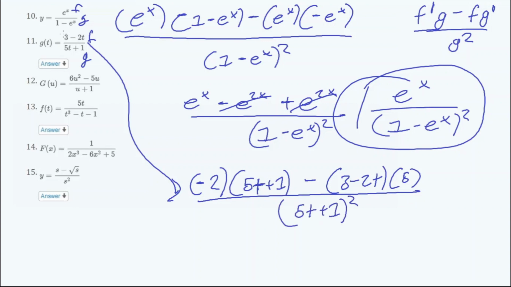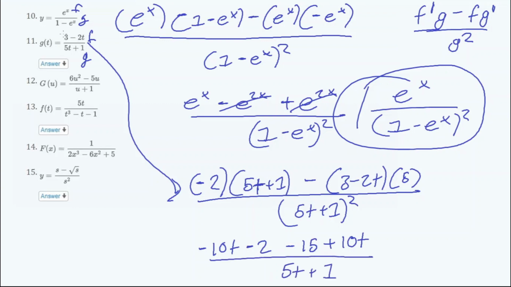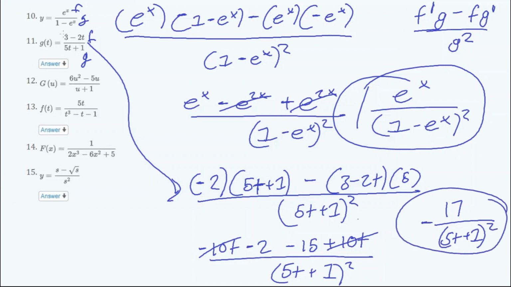And I need to remember not to get confused with the t and plus. But let's multiply all of that out. So we're going to have negative 10t minus 2. And that's going to be minus 15 and plus 10t. And that's going to be over 5t plus 1 squared. Okay, this is a bit confusing. But we have negative 10t and positive 10t, so we could cross that out. We have two constants, we can add them together, so our final answer is going to be negative 17 over 5t plus 1 squared. And that is going to be our derivative.